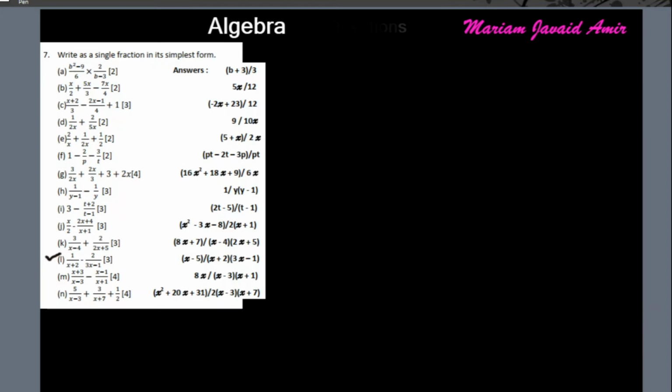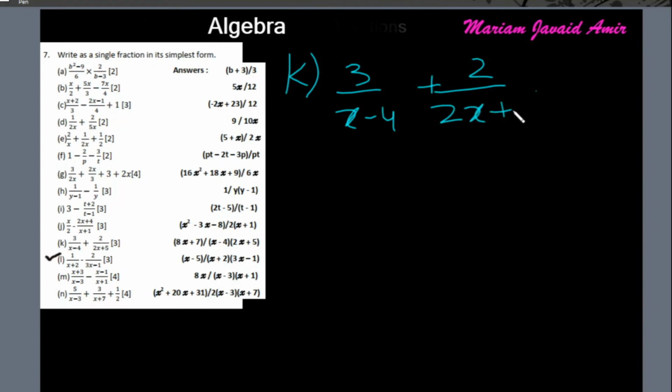Okay, then part K is 3 over x minus 4 plus 2 over 2x plus 5.